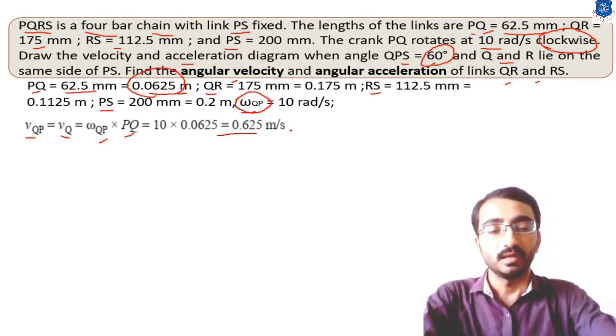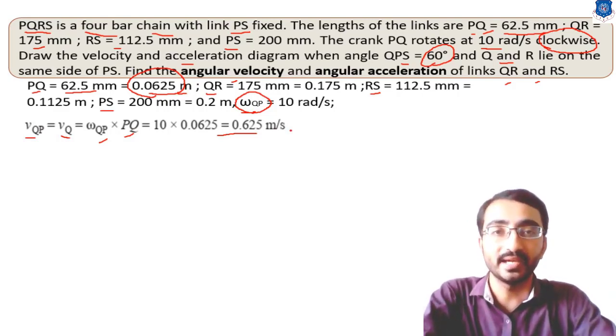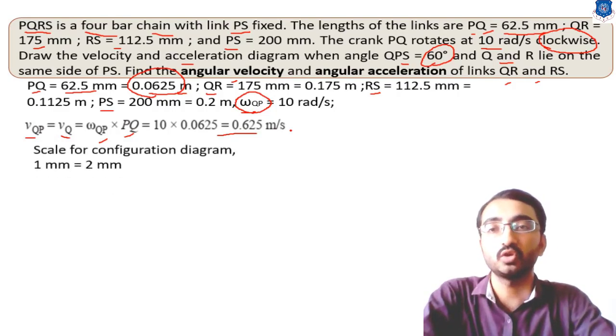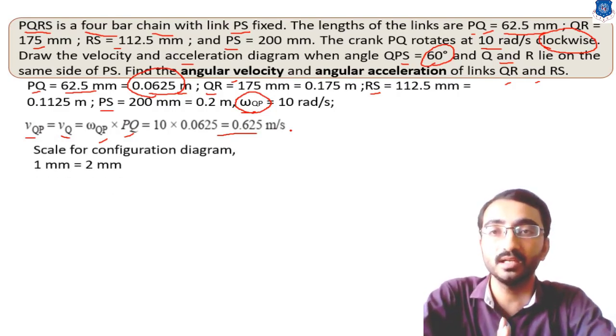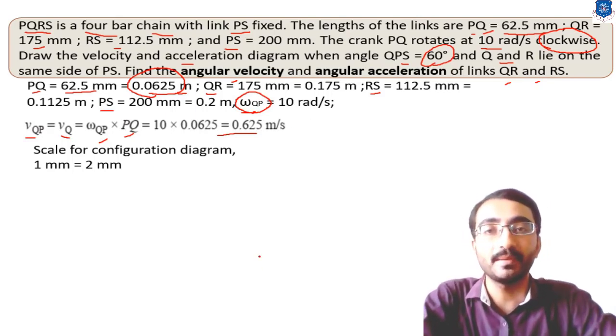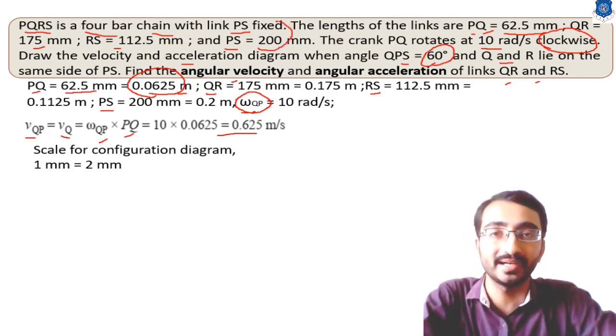Now let's first sketch the configuration diagram. Let's draw the sketch of this mechanism. To draw this sketch, we have to use a scale, because in this mechanism the maximum dimension is 200 mm and the smallest dimension is 62 mm.